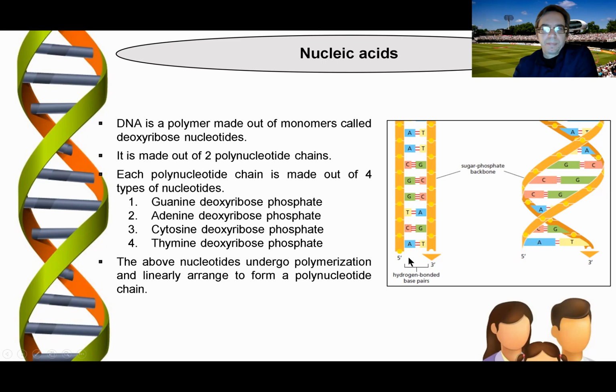Each polynucleotide chain is made up of 4 types of nucleotides: guanine, deoxyribose, phosphate, adenine, cytosine, and thymine. These undergo what's called a polymerization reaction and arrange to form a polynucleotide unit. On the left, you can see the pairs, and on the right, you can see how they coil in DNA and pair up.